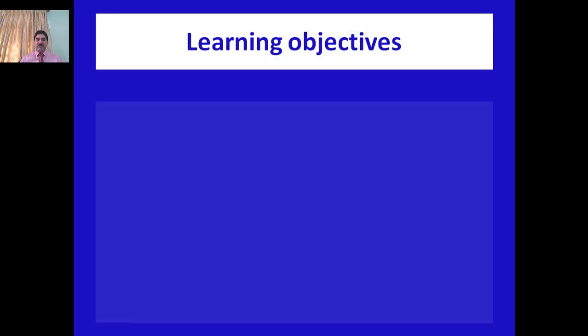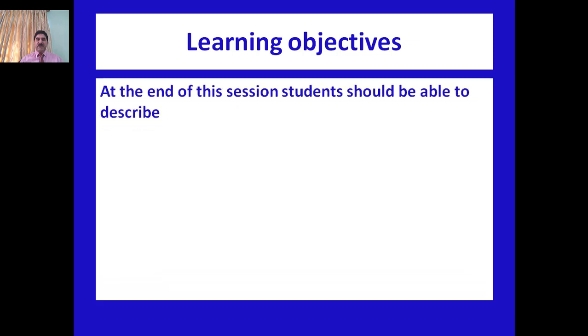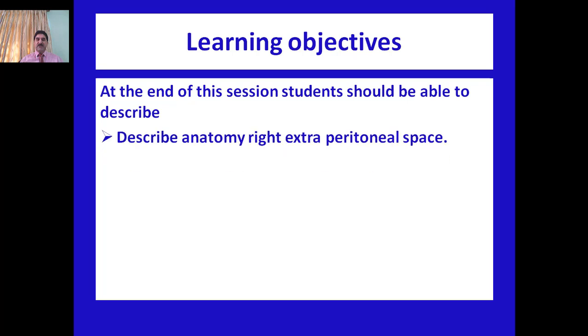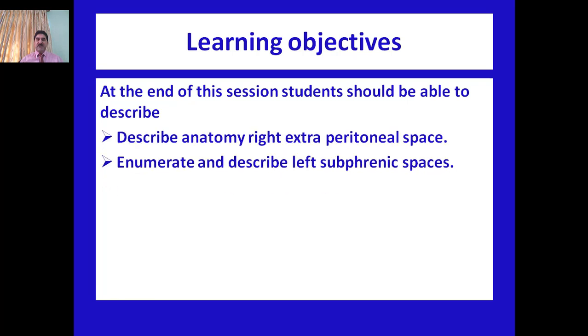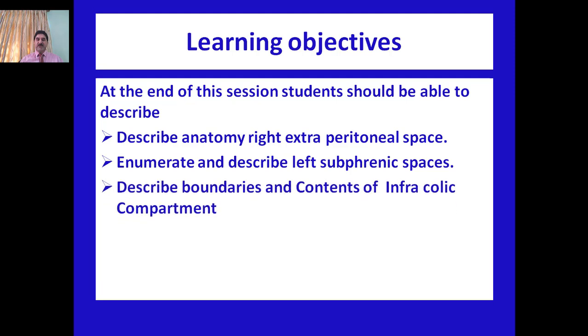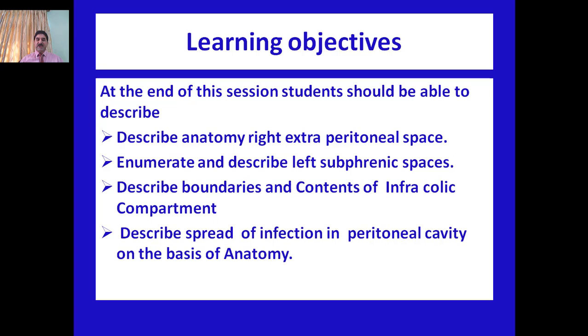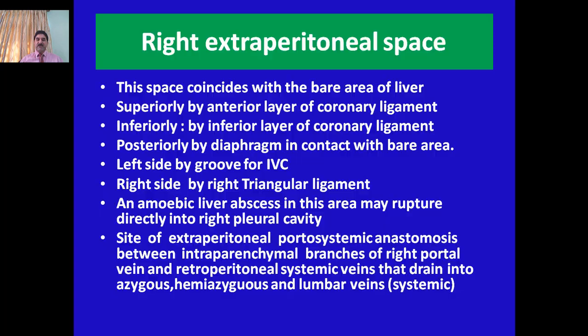The learning objectives for my today's class are: at the end of this session, students should be able to describe anatomy of right extraperitoneal space, enumerate and describe left subphrenic spaces, describe boundaries and contents of infracolic compartment, describe spread of infection in peritoneal cavity on the basis of anatomy.